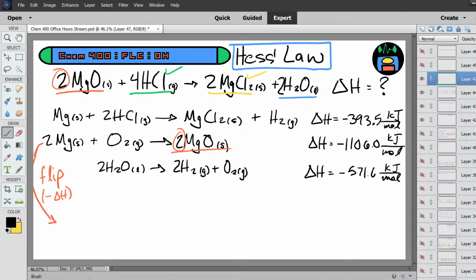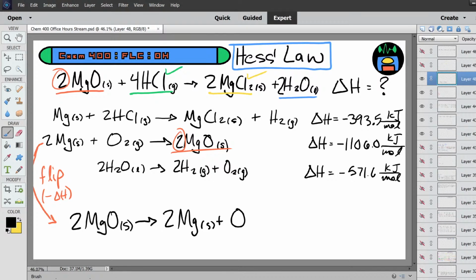All right, so I'm going to exchange my reactants and products. So I'm going to rewrite this as 2 moles of magnesium oxide decomposing into 2 moles of solid magnesium plus 1 mole of oxygen gas. And my delta H here is a positive 1,106.0 kilojoules per mole.